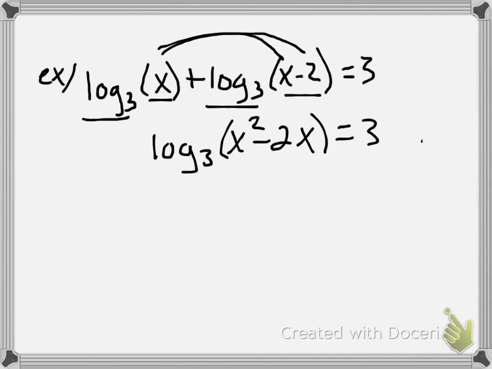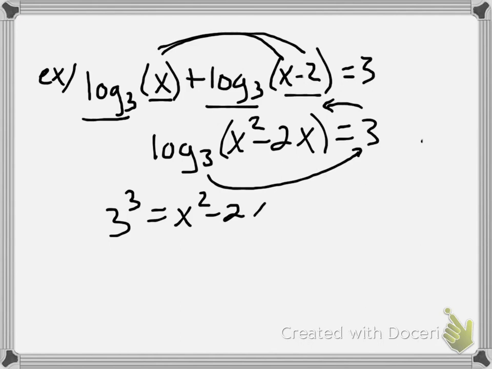Basically what you do is you take this base. Start with your base, and you're going to raise it to that exponent, and then equal it to that. It kind of makes this loop. So we get 3 to the 3rd is equal to x squared minus 2x.